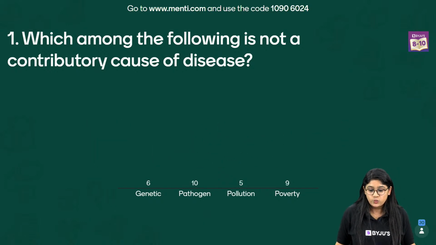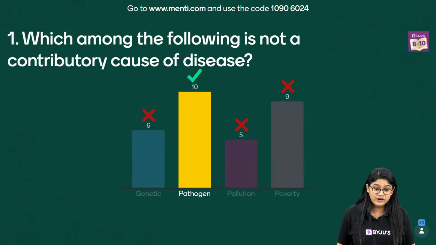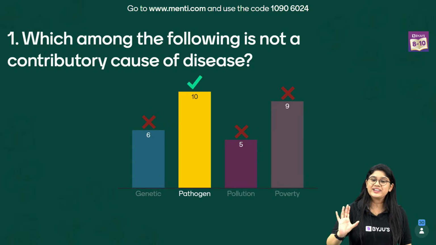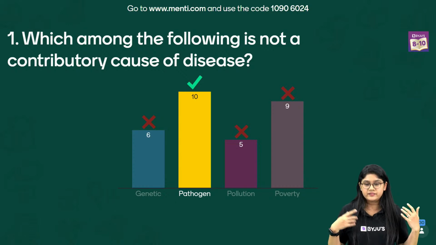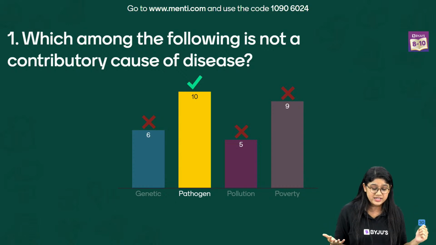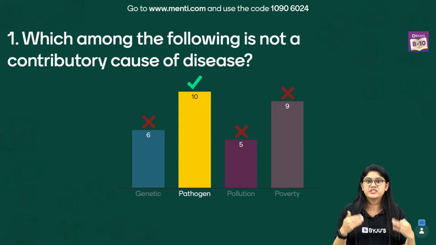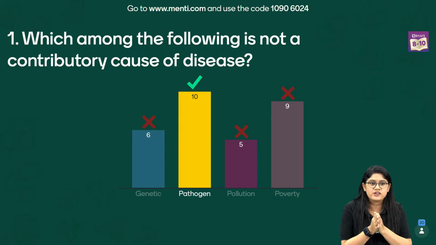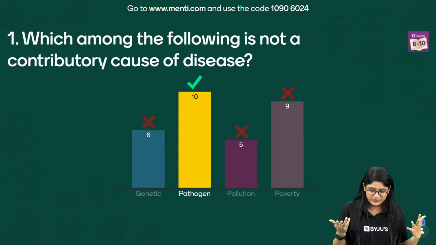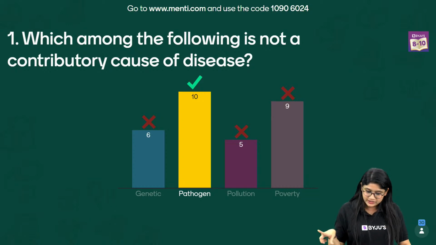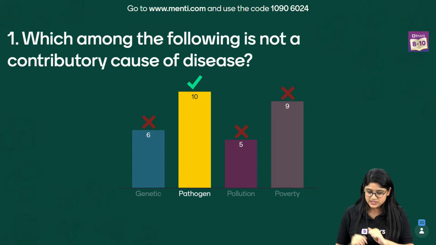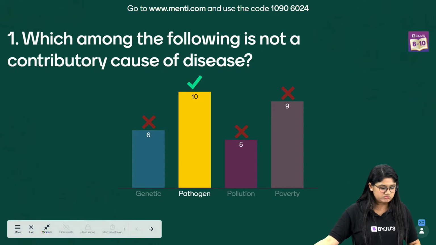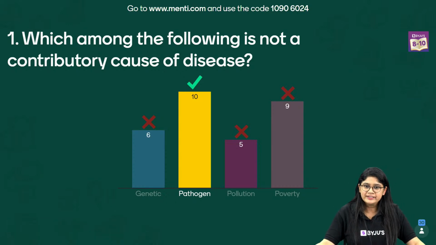Ta-da! Which of these is not a contributory cause? In contributory causes we were talking about genetics, pollution, and poverty, right? Pathogen is the immediate cause, so it's not the contributory cause. Simple, right? Out of 30, 10 of you voted for the correct answer, 6 for genetics, 5 for pollution, and 9 for the other option. Okay, let's move ahead.